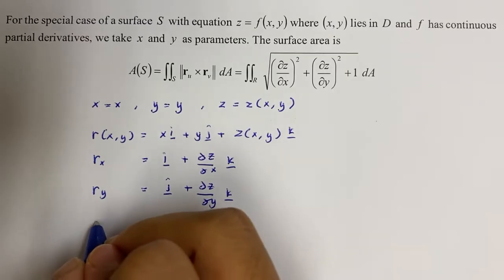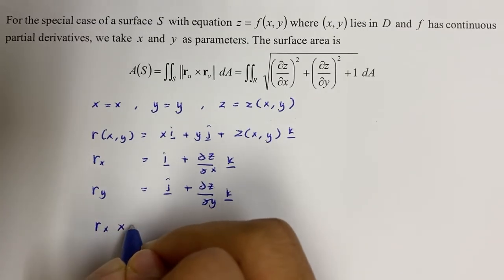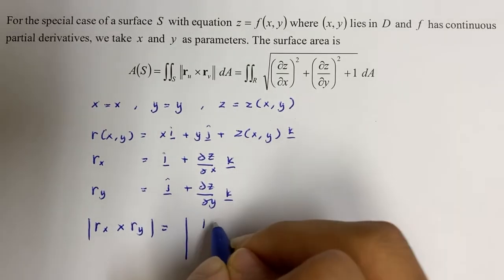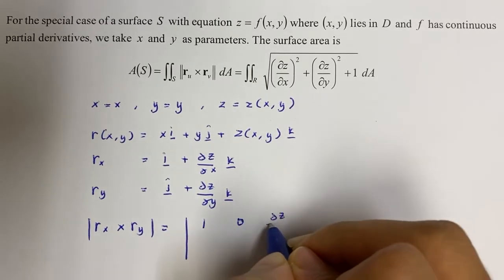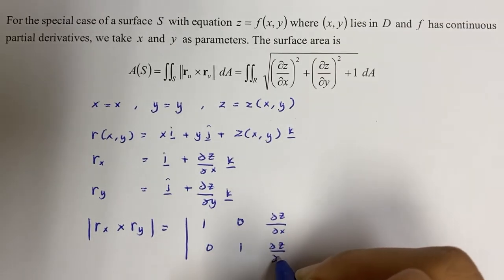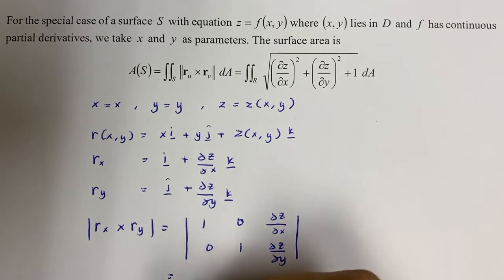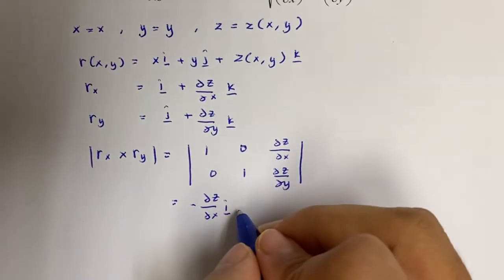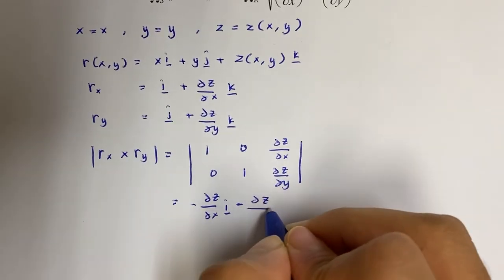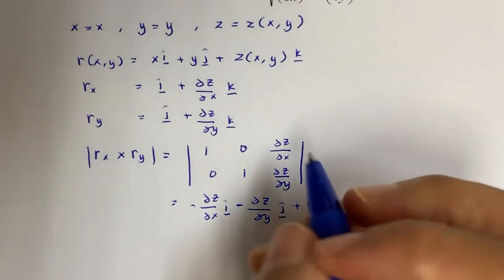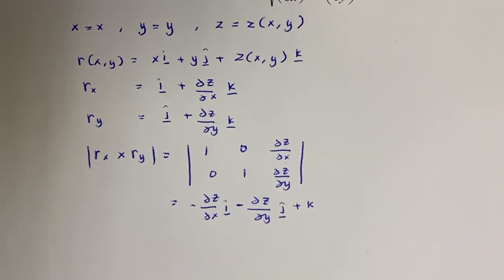And from here, if you find the cross product for Rx cross Ry, okay, you have 1, 0, del z over del x, 0, 1, del z over del y here, and this is equal to negative del z over del x i, okay, minus del z over del y j plus k. Sorry, this is Rx cross Ry.